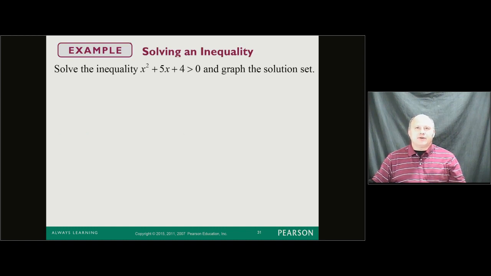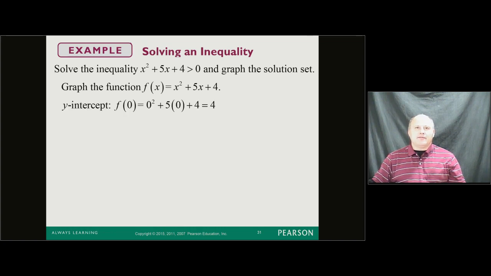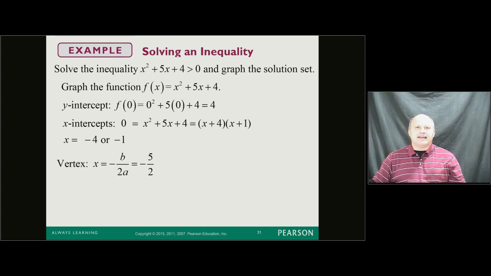Solve the inequality x squared plus 5x plus 4 greater than 0 and graph the solution set. So we're going to graph this x squared plus 5x plus 4. We're going to look at the y-intercept, plug 0 in and you get 4. X-intercepts, factoring is probably the most efficient way to do this. X plus 4 times x plus 1. So x is negative 4 and x is negative 1.